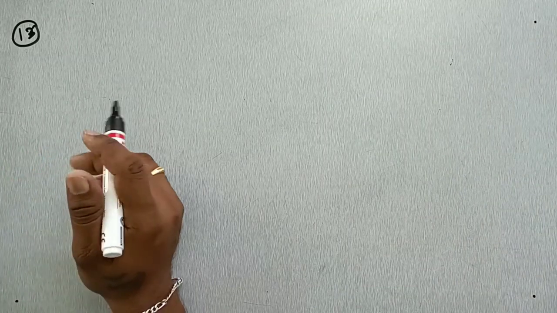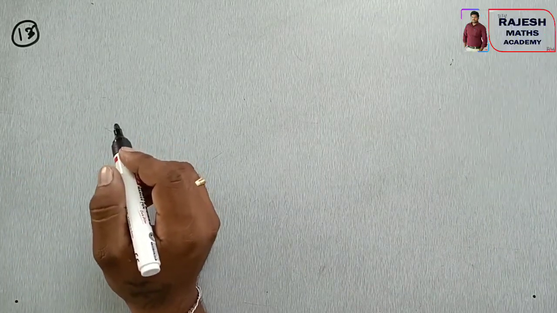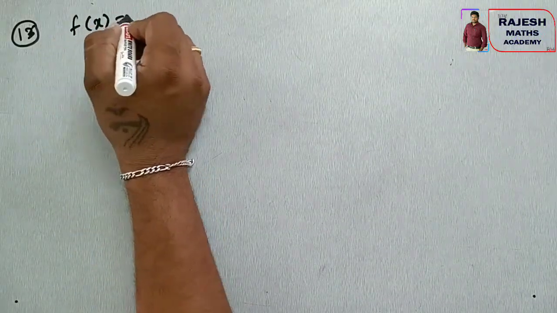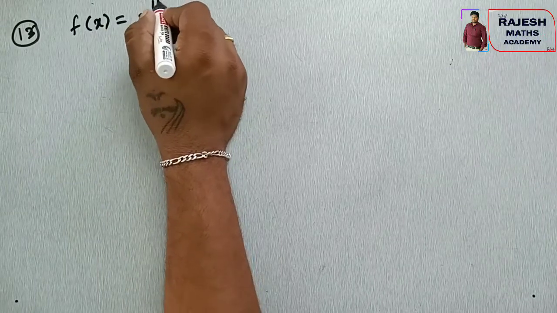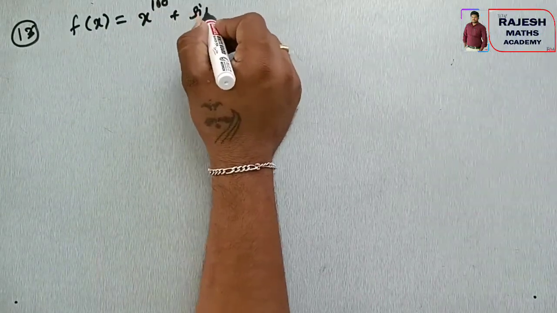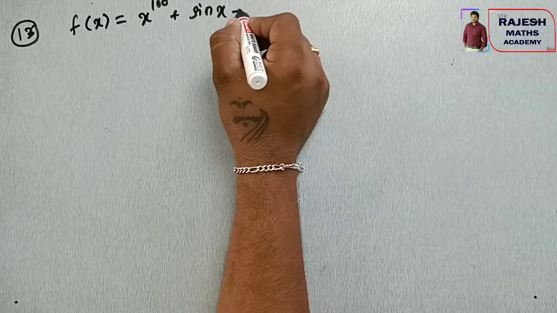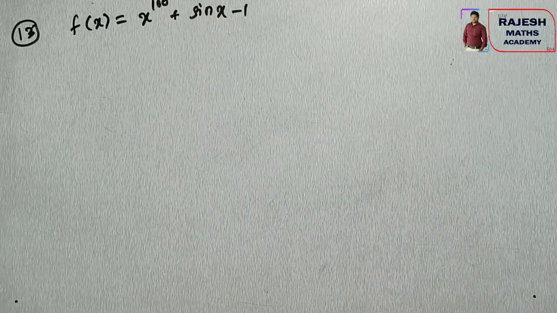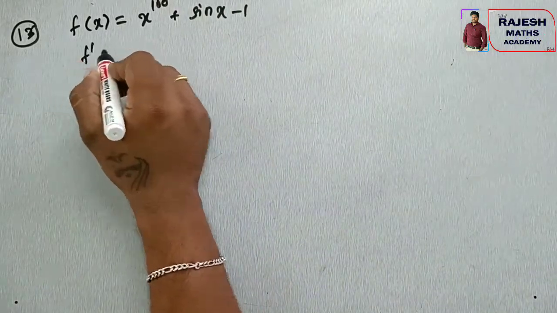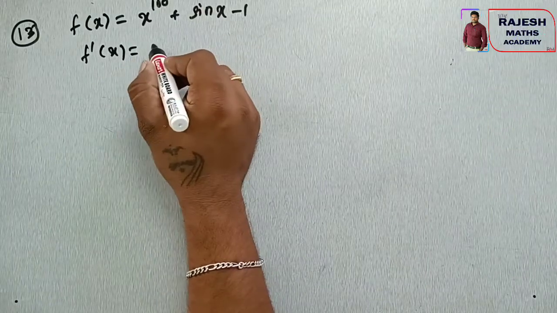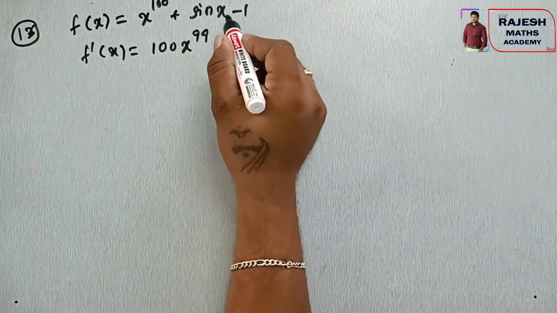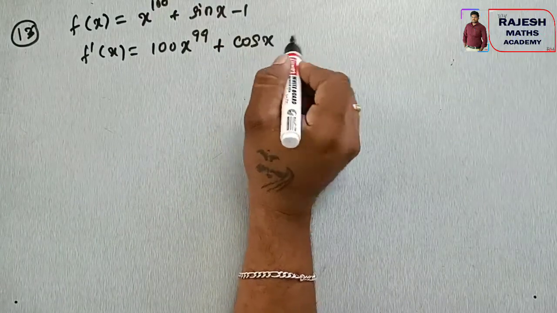So question number 13 is: on which of the following intervals is the given function f of x strictly decreasing? f of x is given as x power 100 plus sin x minus 1. They are asking for the interval where the function is strictly decreasing. So we have to first find f dash of x. F dash of x equal to 100 into x power 99 plus the differentiation of sin x, which is cos x.